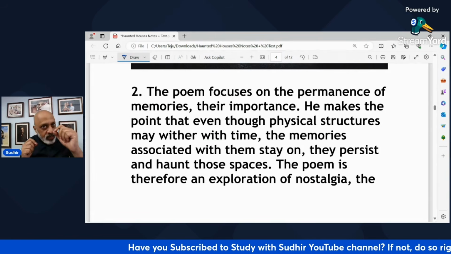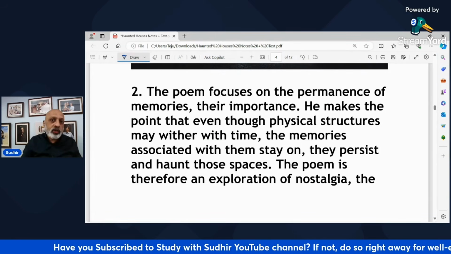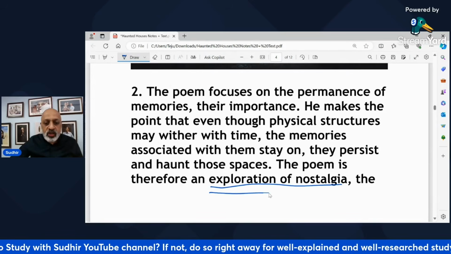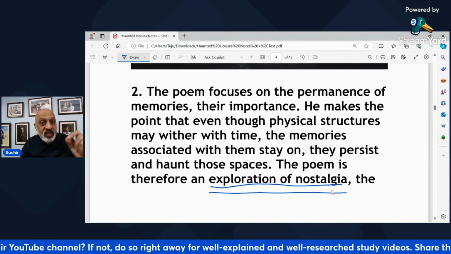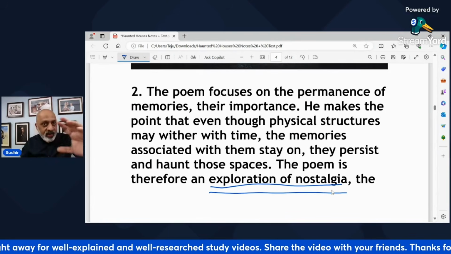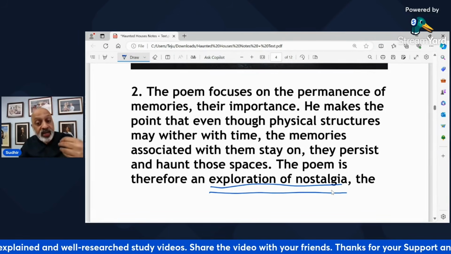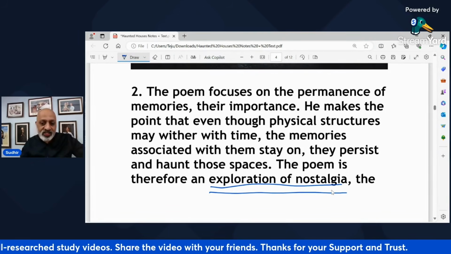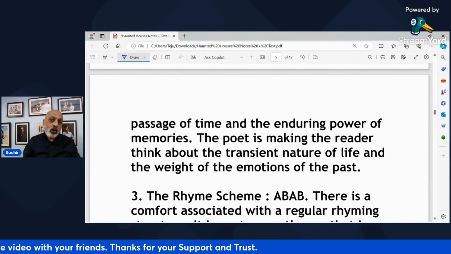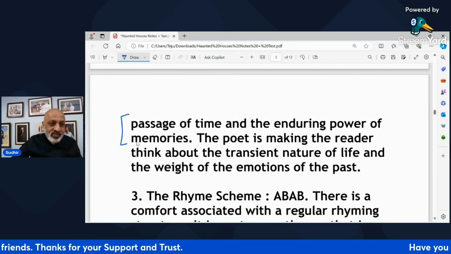So the poem is basically, and please note down this phrase, it's useful for your answers. Whatever phrases I've used here are phrases and words which you can use in your answers. That's precisely the idea behind telling you all this. The poem is an exploration of nostalgia, the passage of time and the enduring power of memories. Please use this entire line.